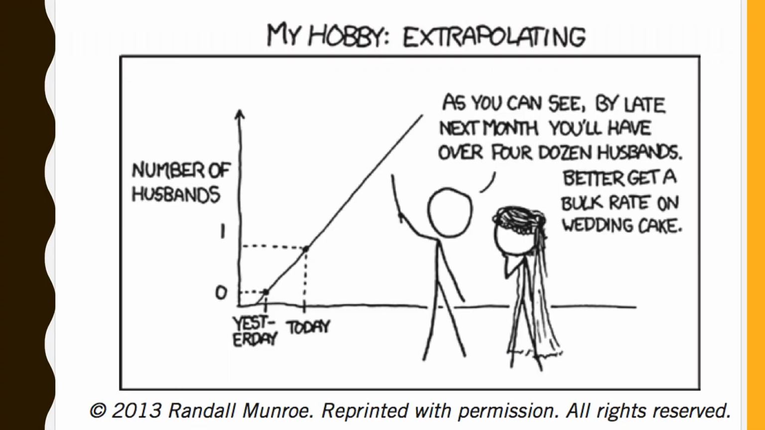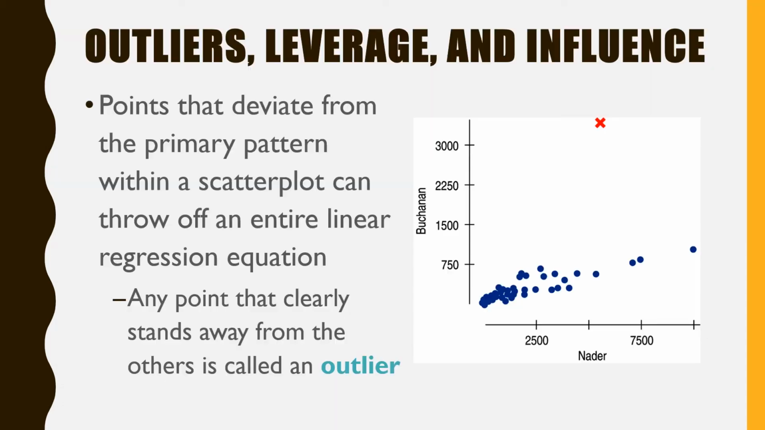One last thing here on extrapolation, just a comic that I found. So yesterday he had 0 wives, today he got married, so he has 1 wife. So if we were to extrapolate, tomorrow he'd have 2, next day he'd have 3. Very satirical, but another illustration of why extrapolation is maybe not a good idea.